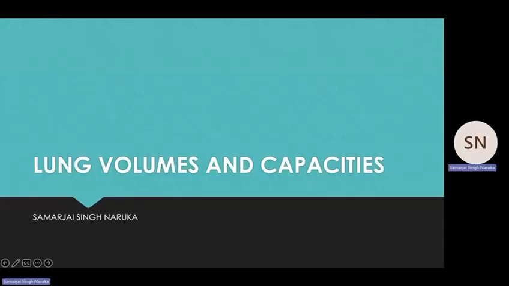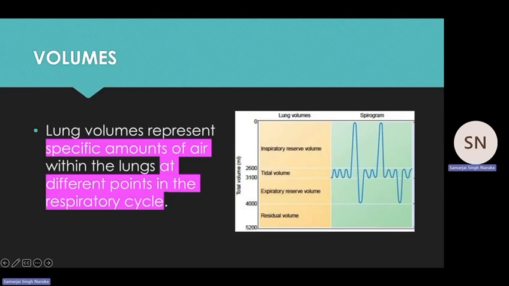Hey guys, so today I'll be talking about a very simple yet important topic, which is lung volumes and lung capacities. The specific terms themselves mean we'll start off with volumes, which is the specific amount of air within the lung at different points throughout the respiratory cycle, meaning the amount of air, let's say, for example, during inspiration, during physiological breathing, or during expiration.